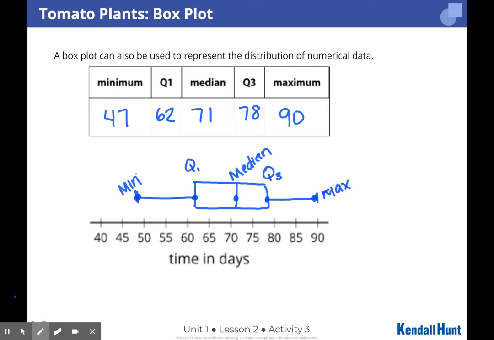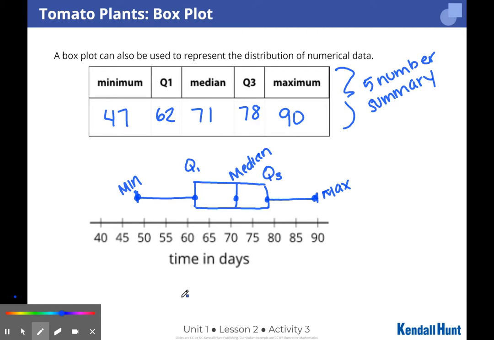So all of these numbers right here is considered your 5-number summary. So anytime you hear something ask for a 5-number summary, that's what it's talking about. Your minimum, quarter one, median, quarter three, and your maximum.